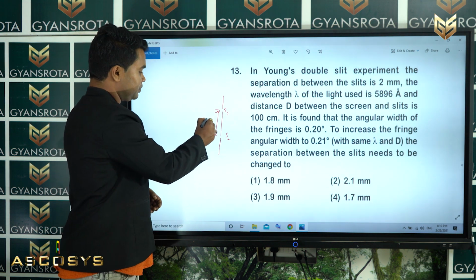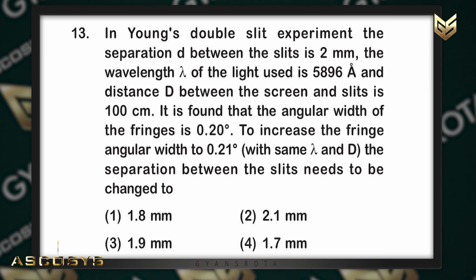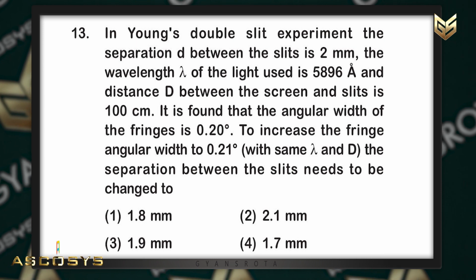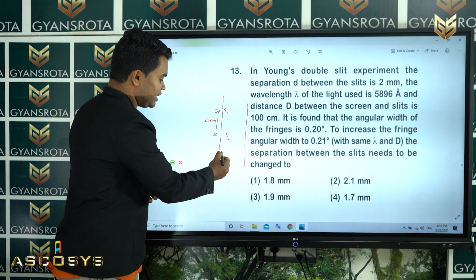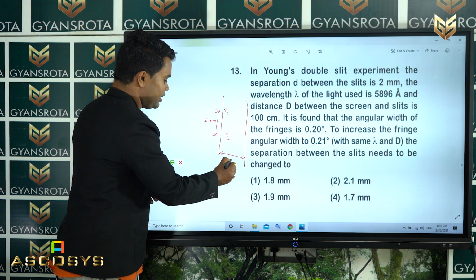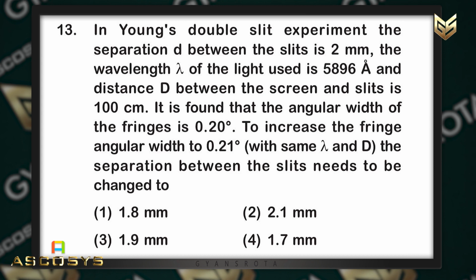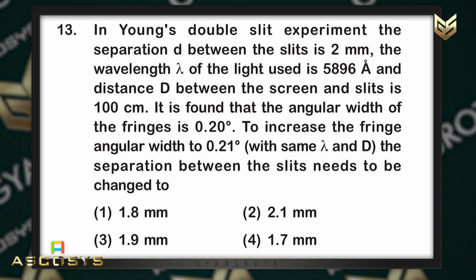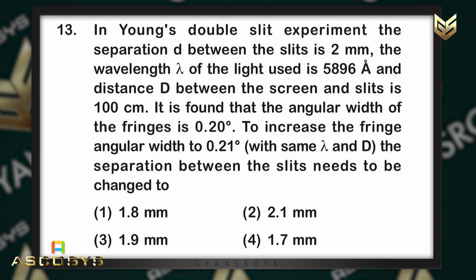2 millimeter. Fine. The wavelength lambda of the light used is 5896 Angstrom, and the distance D between the slits and the screen is 100 centimeter. If I keep a screen here, that distance D is given to be 100 centimeter. Okay. It is found that the angular width of the fringe is 0.20 degree. To increase the fringe angular width to 0.21 with same wavelength and D, the separation between the slits needed to be.